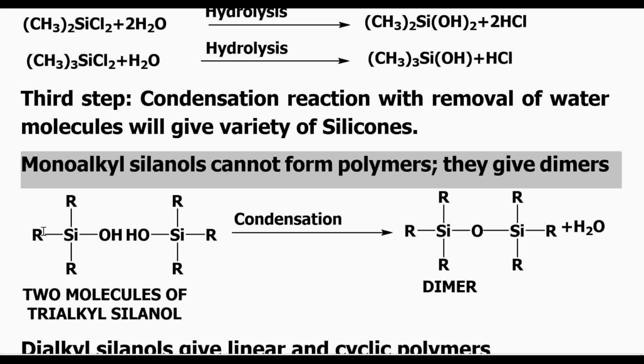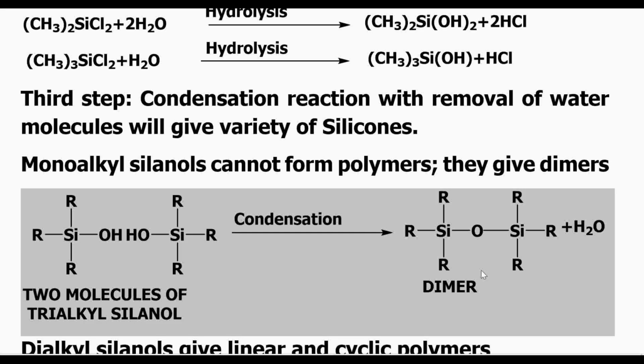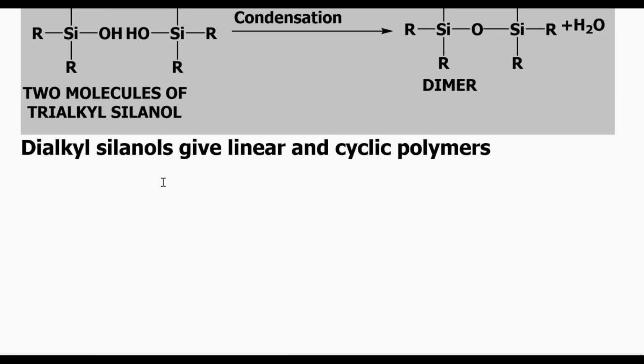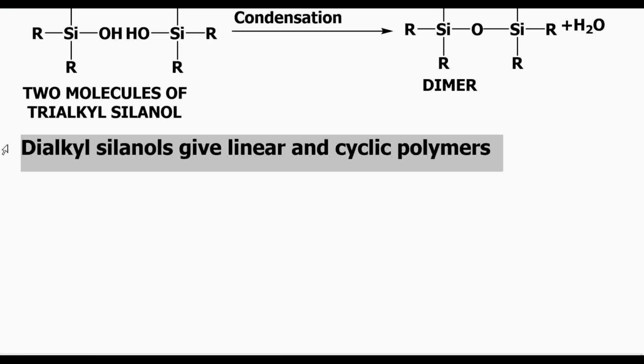But since you do not have OH group over here or here or here, there is no possibility of any of these 2 molecules to further react and extend the chain so as to make the polymer. What you can get at the most is a dimer. You can connect only 2 such molecules to obtain a dimer. Instead of this, if you have dialkyl silanols, then you can obtain 2 different types of polymers. You can obtain linear polymers, you can also obtain cyclic polymers.